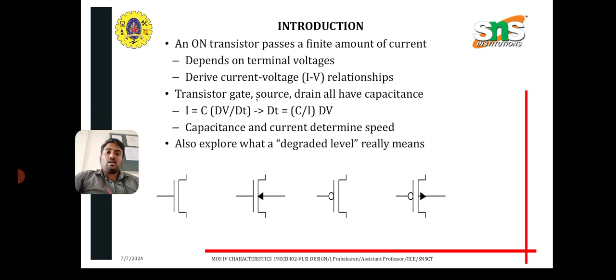The MOS IV characteristics describe the current-voltage relationship of the MOS transistor, a fundamental component in modern integrated circuits. These characteristics provide insight into transistor behavior under varying operating conditions, crucial for circuit analysis and optimization. An on transistor passes a finite amount of current. The transistor gate, source, and drain all have capacitance. Capacitance and current determine speed.